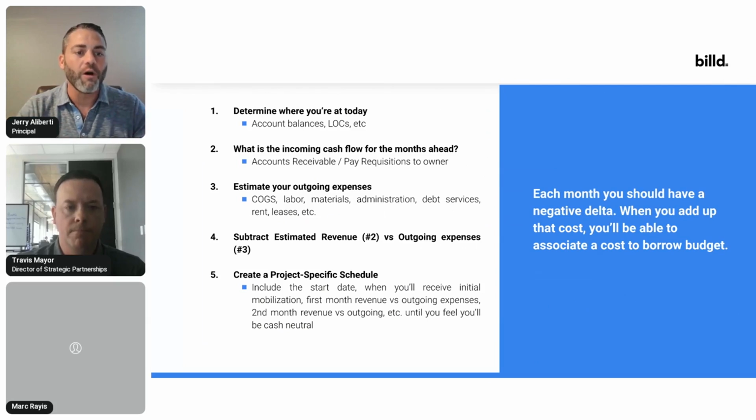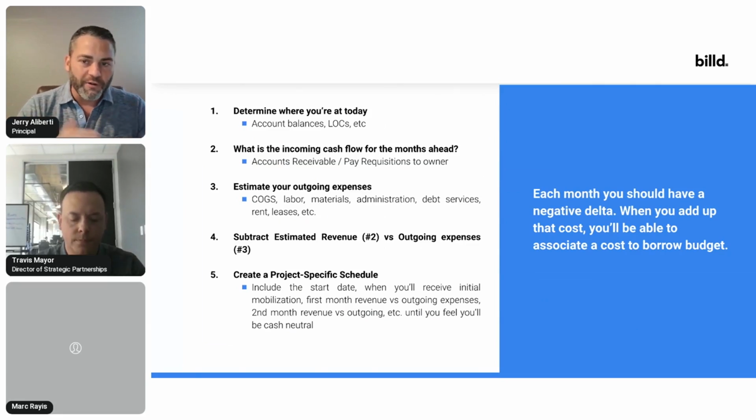So it's a real cost, like how I mentioned before. So in this first step, you've got to determine where you are today. What are the account balances you have today? What are the lines of credit you have available to you today?